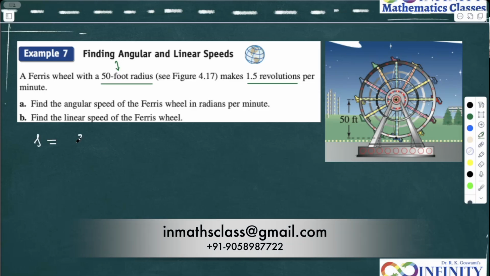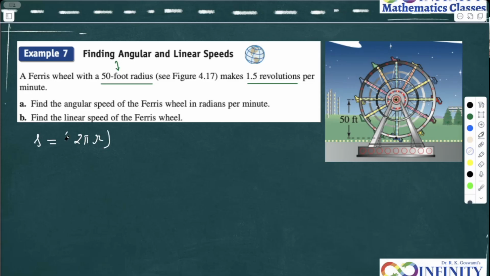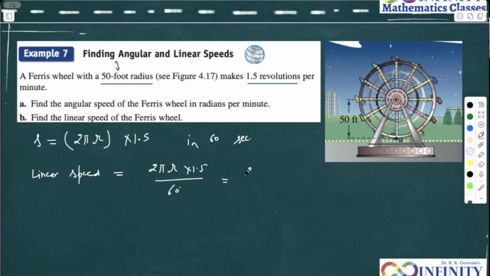That means S is going to be: the complete revolution is 2 pi r, and it is covering 1.5 in 60 seconds. Am I right? So if I ask you what is going to be the linear speed, it would be 3 pi r over 60 seconds, that is 2 pi r multiplied by 1.5 divided by 60 seconds. What was r there? It is 50 feet. 2 pi times 50 times 1.5, divided by 60.